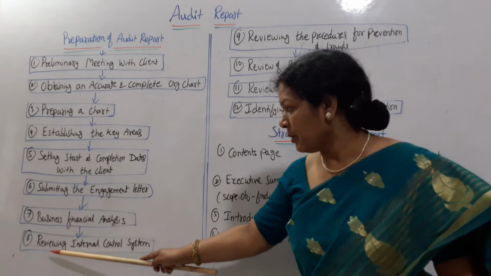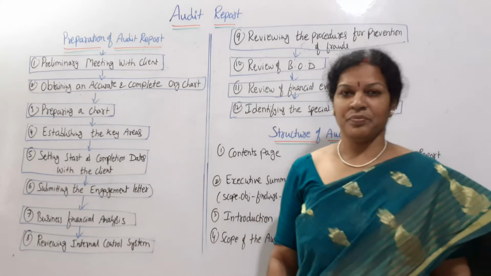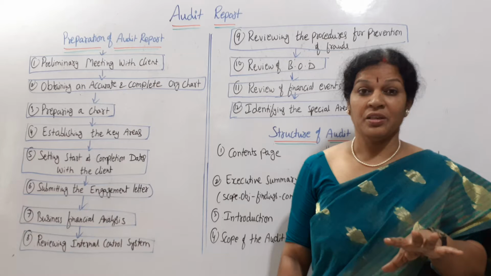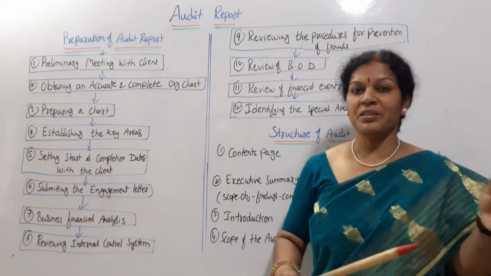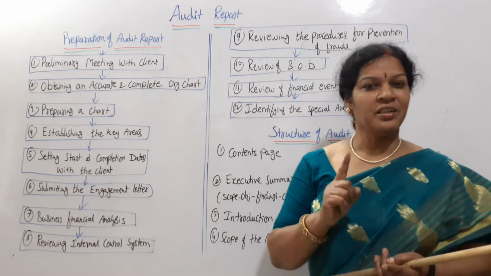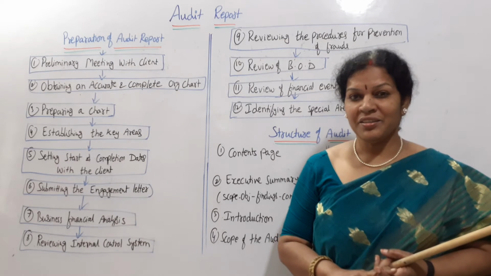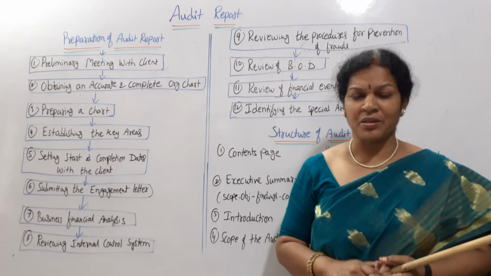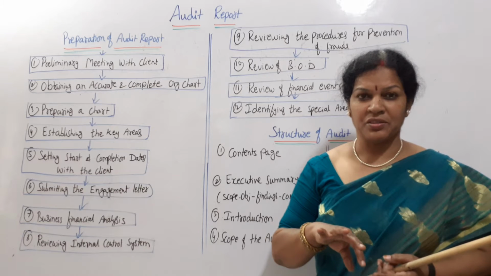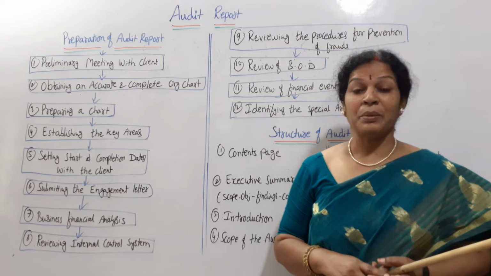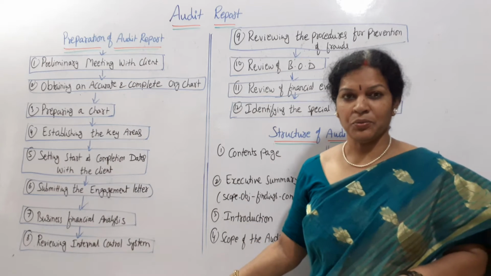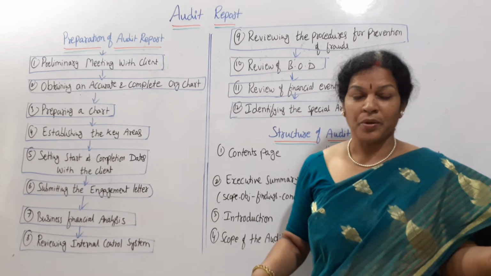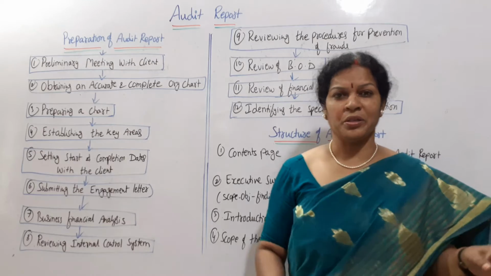Then after that, reviewing the internal control system. This is the auditor's main concept also. He has to understand how the internal control system of the entire organization is. Internal audit, internal check, everything comes under this only. So is it effective or not? That also he has to review once. Then after that he can go for the preparation of the audit report. Before preparation, he has to focus on whether the internal control system is effective or not. If not, what kind of problems are there and what suggestions he wants to give also come here.